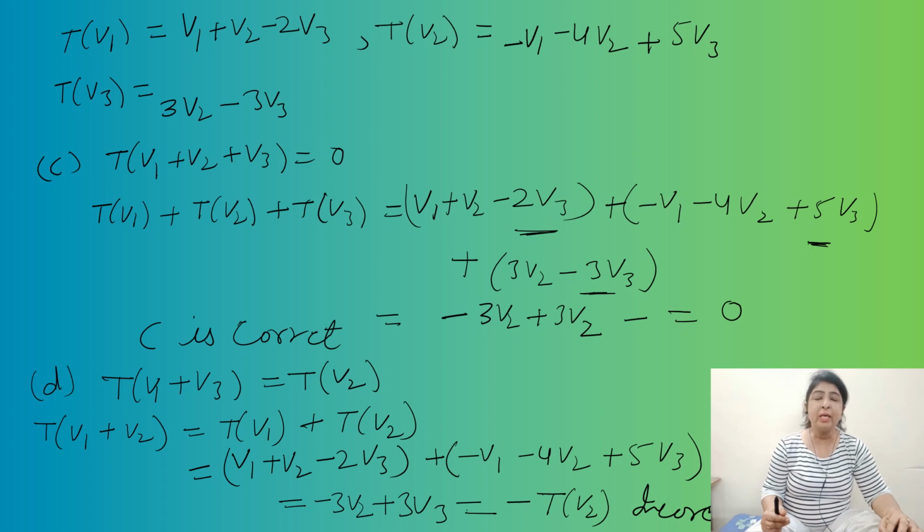Now let us take up another condition, which is T of V1 plus V3 equal to T of V2. So T of V1 plus V3 is equal to T of V1 plus T of V3. Substitute the values. On solving this you will get minus T of V2, but on our right hand side this is T of V2. So this is incorrect. So only option C is the correct one.